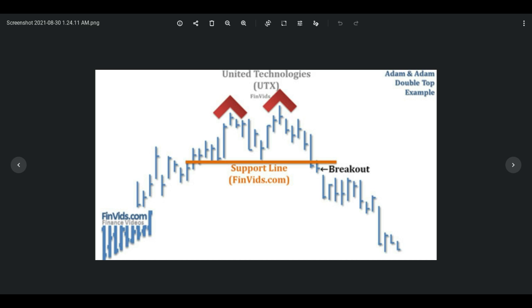Breakout confirmation. A close below the lower trend line right here, drawn horizontally across the intervening low, where it met the other low, between the highs with above average volume.